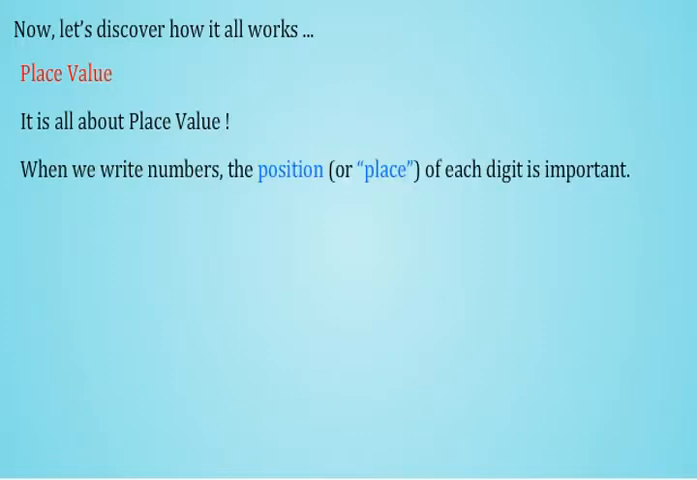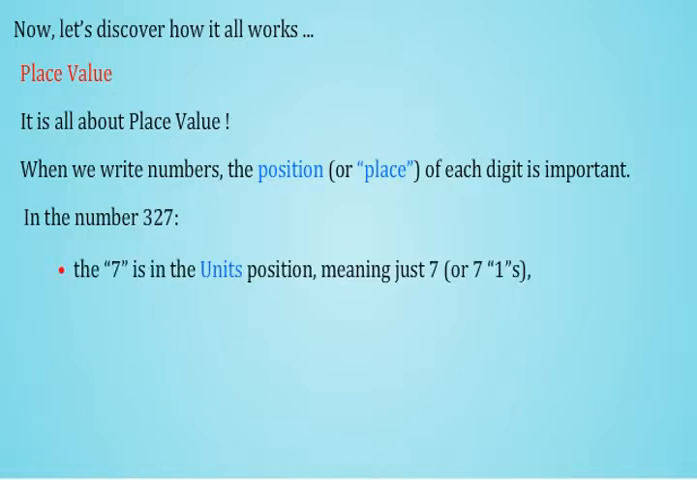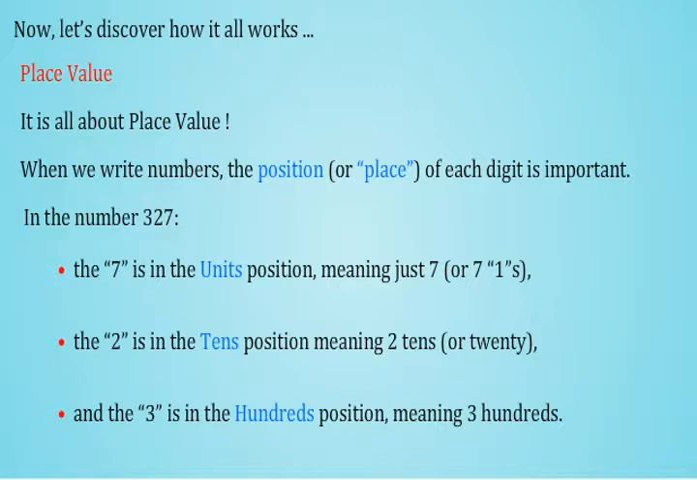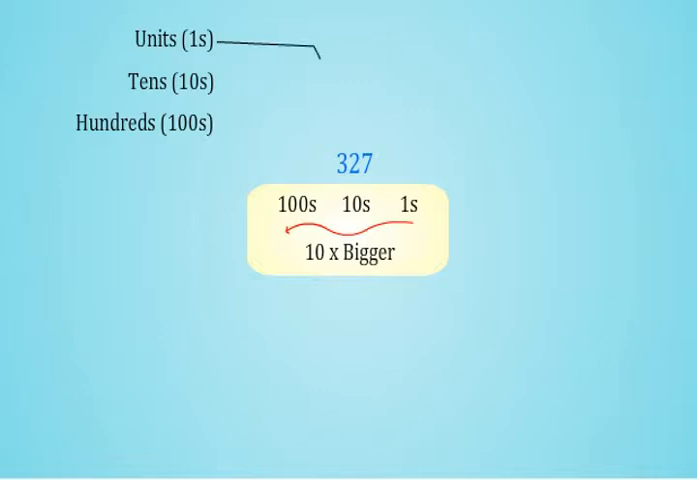Now, let's discover how it all works. Place value. It is all about place value. When we write numbers, the position or place of each digit is important. In number 327, the 7 is in the units position, meaning just 7 or 7 ones. The 2 is in the tens position, meaning 2 tens or 20. And 3 is in the hundreds position, meaning 3 hundreds. Units ones, tens tens, hundreds hundreds.